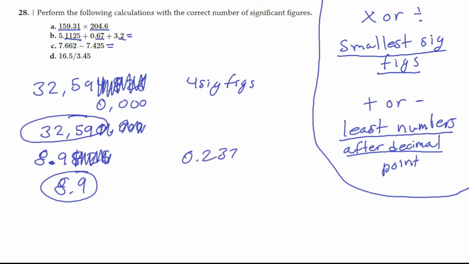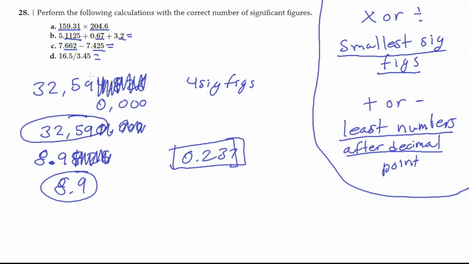But let's first see how many numbers are after a decimal point. We have 3, and here we also have 3. That means our answer must have 3 numbers after a decimal point, as both of the numbers have 3, and our original answer actually had 3 numbers after a decimal point. So we could just keep it like this. There will be some scenarios in which you don't need to cut out any numbers, so we can just leave it at 0.237. And last one, D, is going to be division.